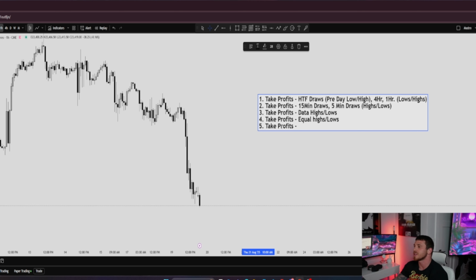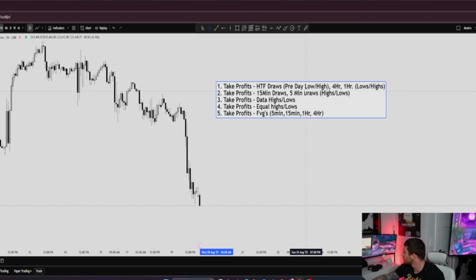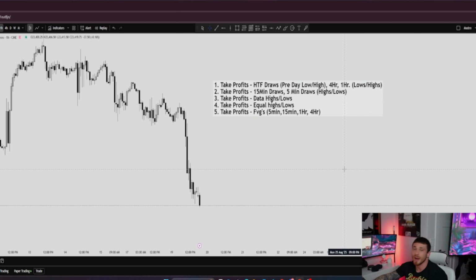We do data highs and lows, equal highs and lows, and oh yeah, fair value gaps. I usually target high time frame fair value gaps, but I'm just going to say 15 minute, 1 hour, 4 hour. Let's throw 5 minute in there too. Sometimes I take partials at 5 minute fair value gaps. There we go. You should be able to screenshot that. Here are your take profit levels that you can use.